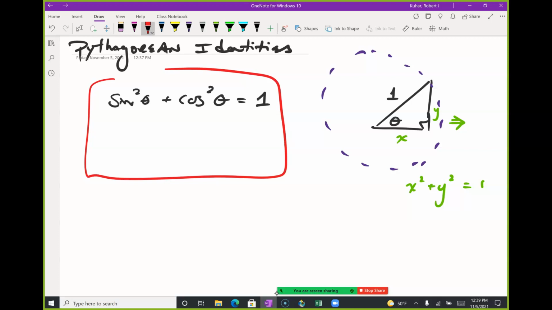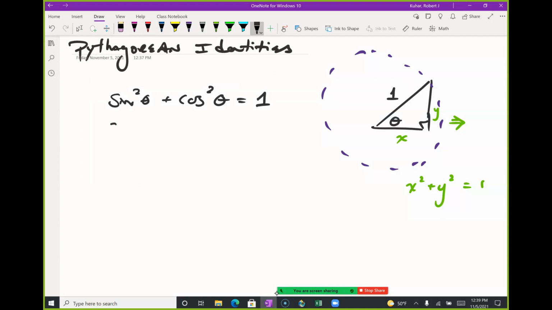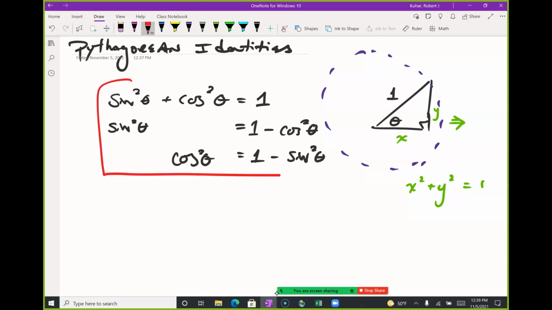So notice that there's 3 terms here. There's a sine squared term, there's a cos squared term, and there's a 1. This is already solved for 1, so I'm going to also solve it for sine squared and solve it for cos squared. If I solve it for sine squared, I'm going to move the cos squared to the other side. I get 1 minus cos squared. And if I solve for cos squared, I'm going to move the sine squared to the other side. I get 1 minus sine squared. So there's my first set of 3 out of 9 of the Pythagorean identities that I want to know. And again, only memorizing one of them. And the other 2 are easy to get.